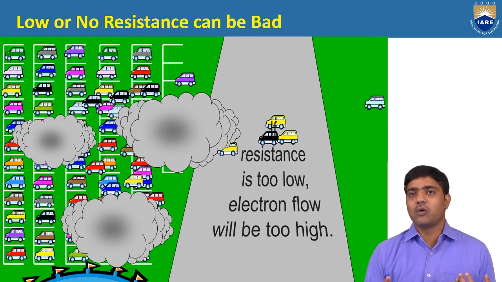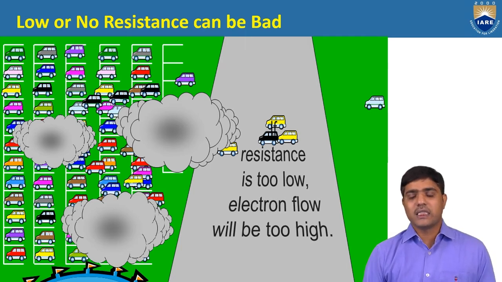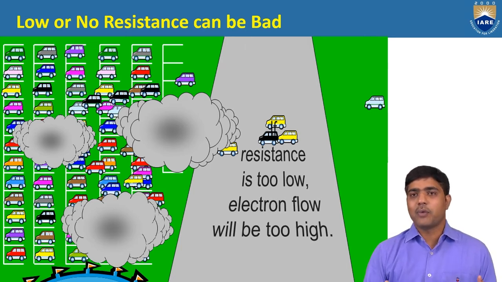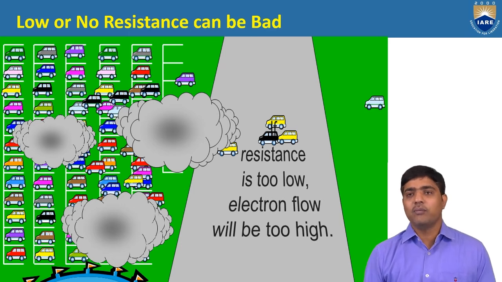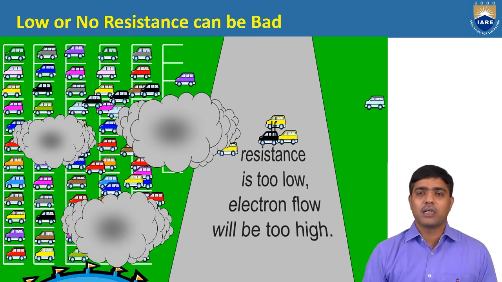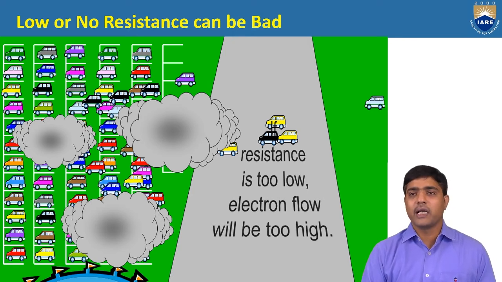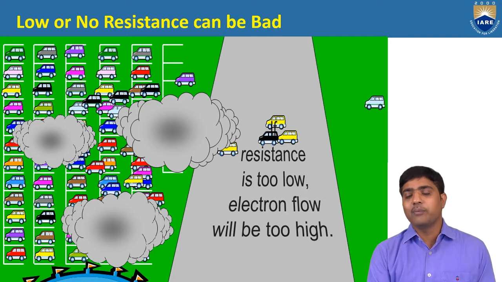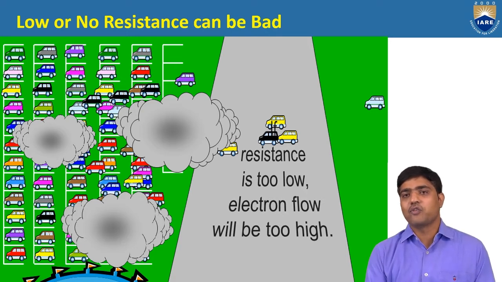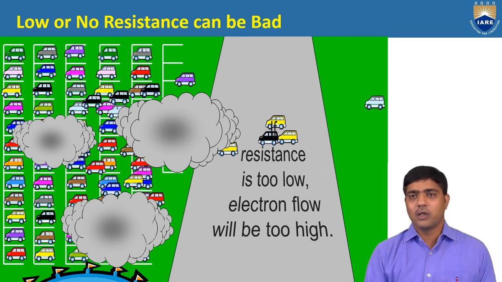If you increase the load further, so that there is no resistance or low resistance, then there is a path for free electrons to flow from one point to another point. Here you can see all the cars can cross this point at a time. If all the cars are crossing at a time, then a huge amount of traffic is going to take place. That is not feasible, or not recommendable.